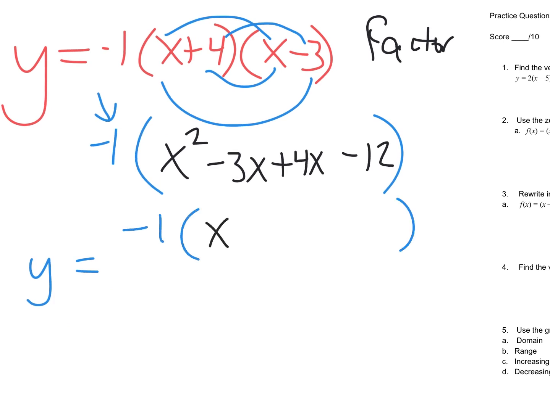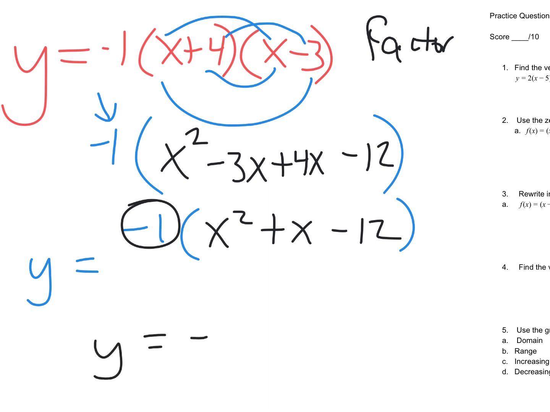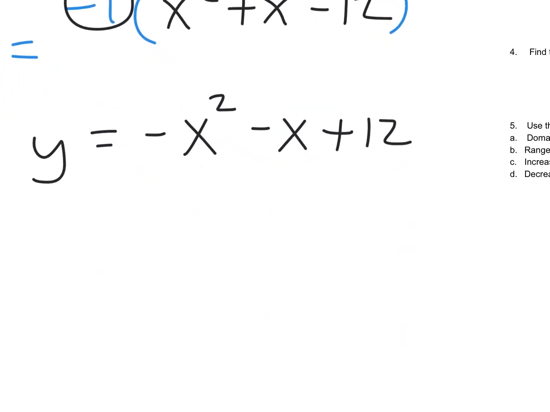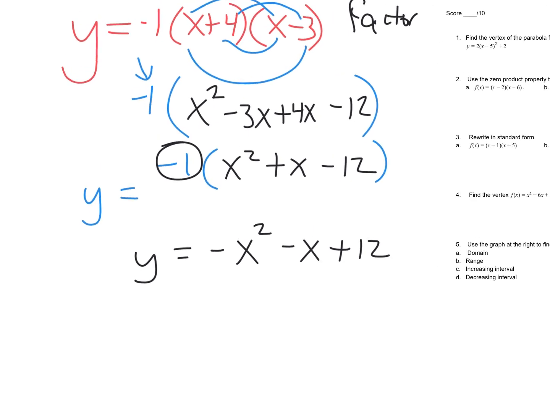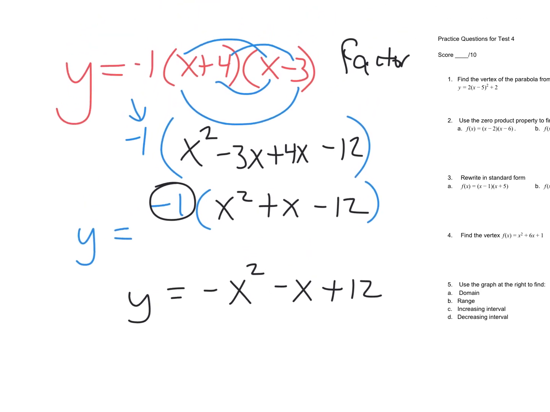Did anybody get x squared plus x minus 12? Raise your hand if you got that far. All right. That's what you should have got. But then you multiply everything by a negative. This negative actually gets multiplied in, and your final answer would be y equals -x squared minus x plus 12. That got complicated. That's what I'm most afraid for you on for the test.